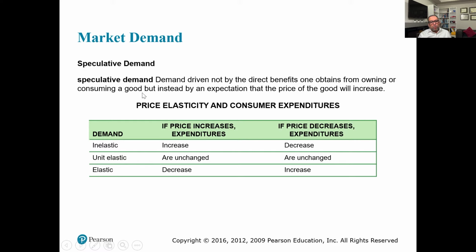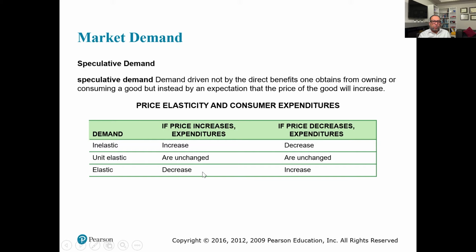Now, there is speculative demand, which means that people are expecting that the price will increase. So if they are buying or selling something on that basis, that is called speculative demand: a demand driven not by the direct benefit obtained from owning or consuming a good, but instead by an expectation that the price of the good will increase.